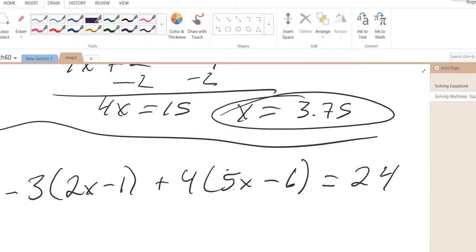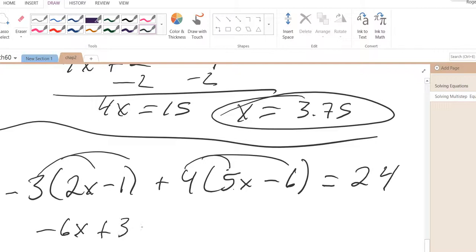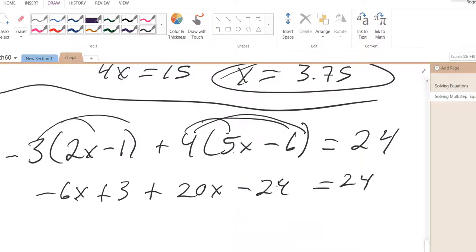Okay, so now here we have one like this. We have 2 sets of parentheses and a number on the right side. So let's distribute this through. Let's distribute this one through. So what would we get right here? Negative 6, plus negative 6x, good, plus 3, good, plus 20x, good, minus 6, oh, minus 24, good, equals 24, right? Yeah. Okay. All right, cool. So we got that.